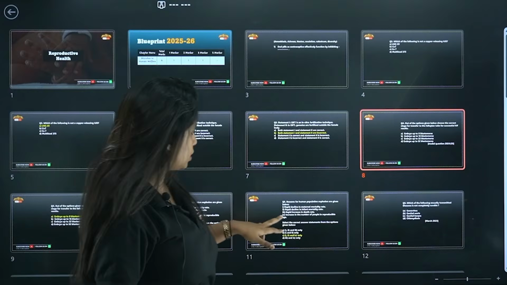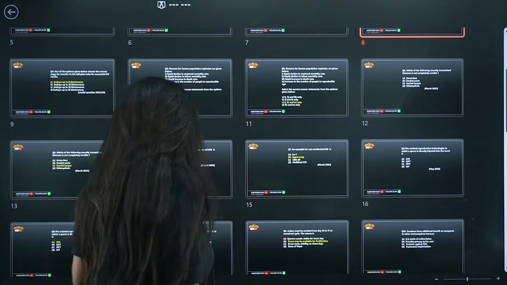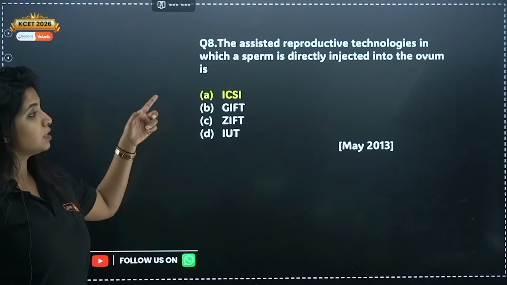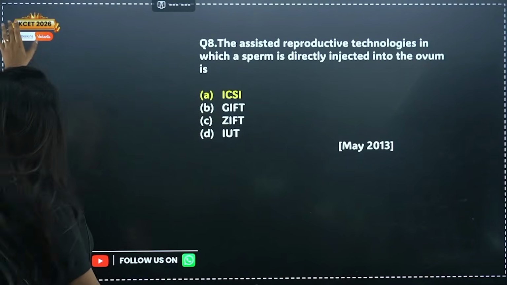So over here we were discussing this particular question. Where is that question? Yeah. So for assisted reproductive technologies, when sperm is injected, it is this. IUT means intrauterine transfer. Okay.